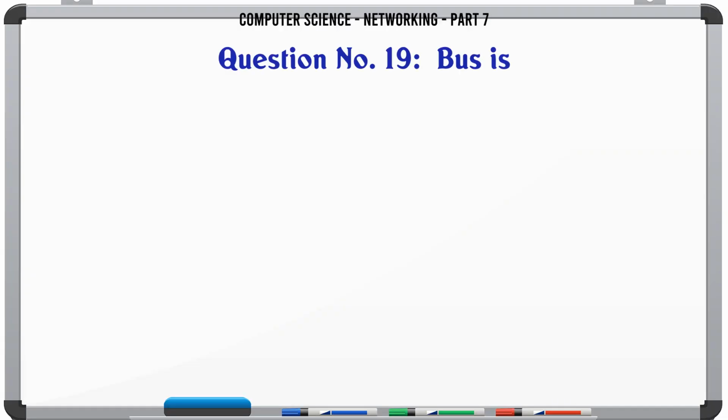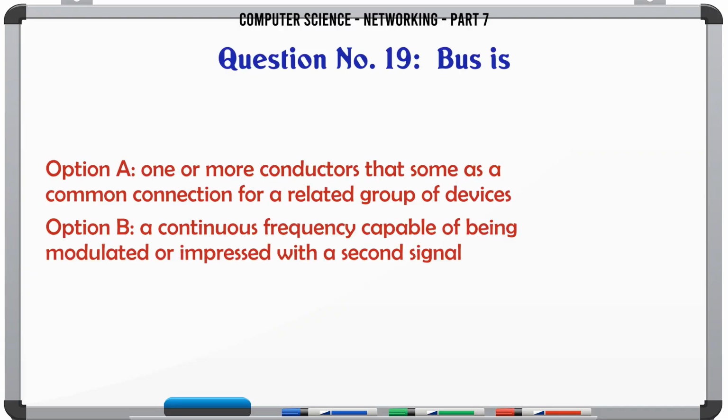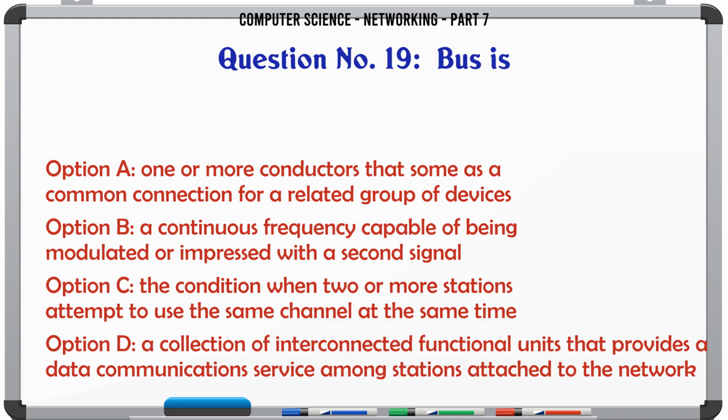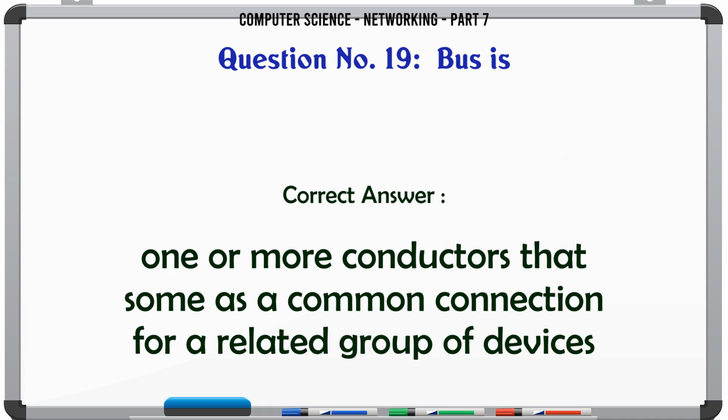Bus is A. One or more conductors that serve as a common connection for a related group of devices. B. A continuous frequency capable of being modulated or impressed with a second signal. C. The condition when two or more stations attempt to use the same channel at the same time. D. A collection of interconnected functional units that provides a data communications service among stations attached to the network. The correct answer is one or more conductors that serve as a common connection for a related group of devices.